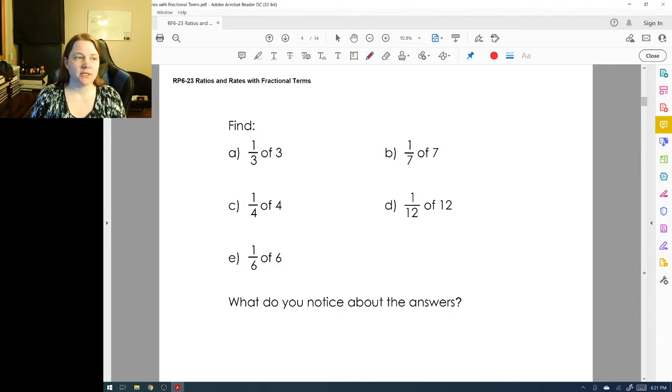Let's look at some of these. What is 1/3 of 3 apples? Well, 1/3 of 3 is 1. What's 1/4 of 4? 1/4 of 4 is 1. What about 1/6 of 6? 1/6 of 6 is 1. What about 1/7 of 7? 1/7 of 7 is 1. Can you guess what 1/12 of 12 is? It's 1. Notice how all these answers are the same.